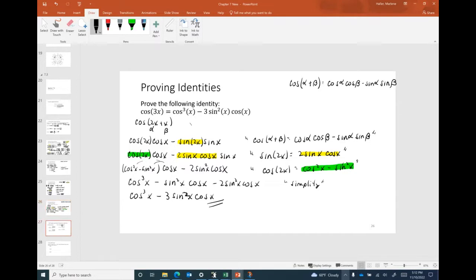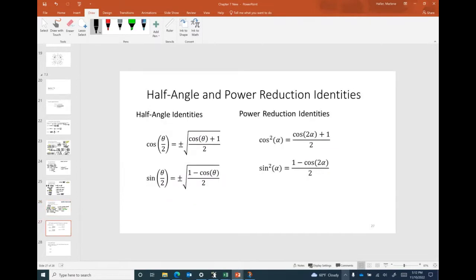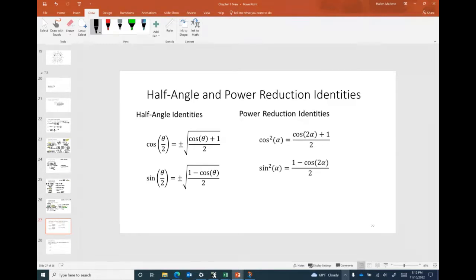Okay, so a couple more things in here. Half angle and power reduction identities can be useful. I don't like these half angle identities. I don't use them very often, but they can be very helpful. Power reduction identities as well.